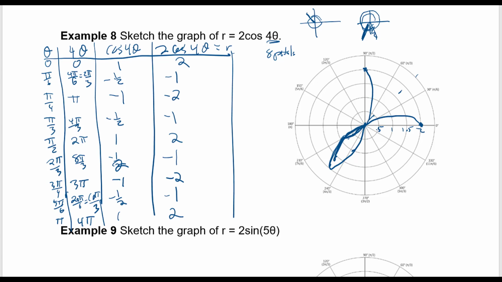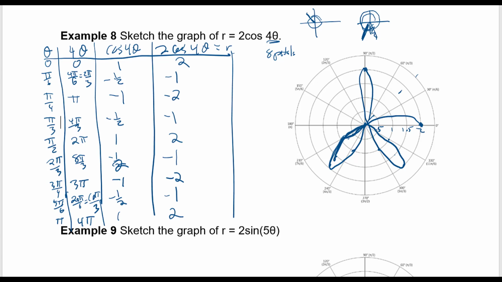And then at 2 pi over 3, it's going to be at -1. So 2 pi over 3 is here. It's going to be at -1. So right about there. And I'm guessing it's going to be coming to -2 here. And then back to here. It's going to be coming like this. Okay. And then that's 3 pi over 4. Yeah. 5 pi over 6. Okay. And then pi.